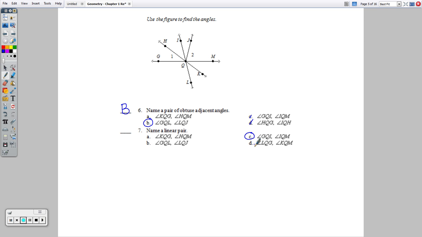Let's just check D and make sure that one doesn't work. So we have LQG. LQG would be this one. And KQM would be this one right here. So this angle, they're not adjacent. They do not have a common side. So not a linear pair in that case. So choice C, that was the right choice. I'll write that over here as well.